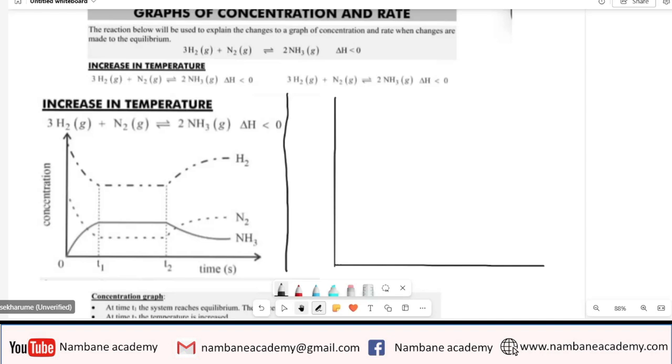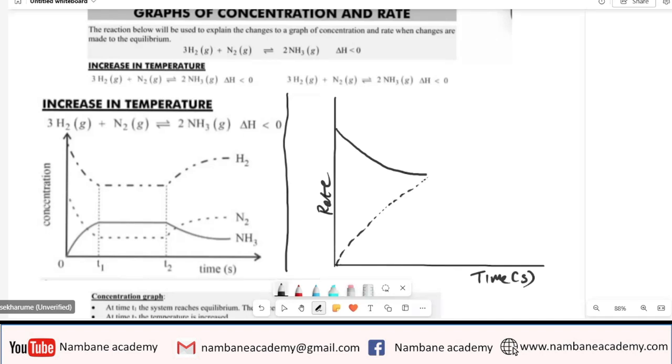Now, okay. So what can I do now? I want to draw the graph of rate versus time in seconds. So this will be the rate of the forward reaction. It decreases. This one will be the rate of the reverse reaction. The dotted line, I'm going to use it as the rate of the reverse.